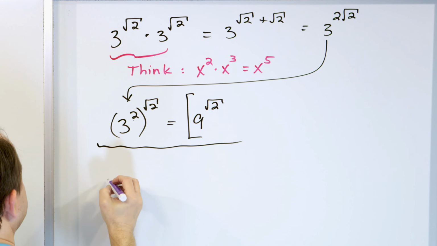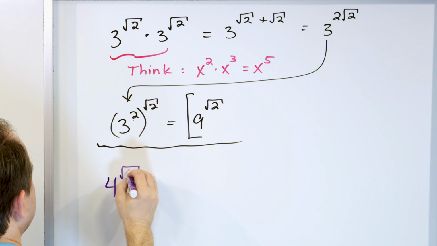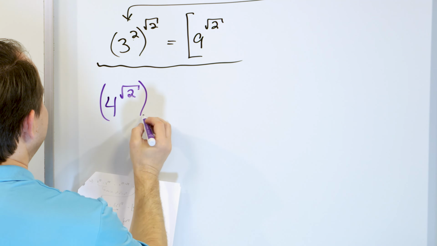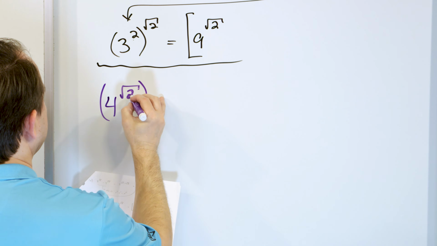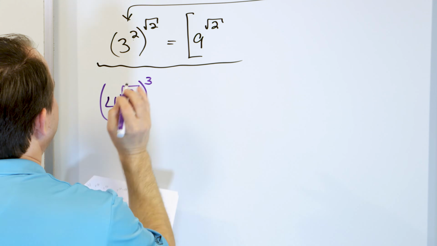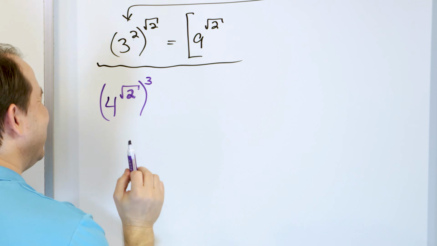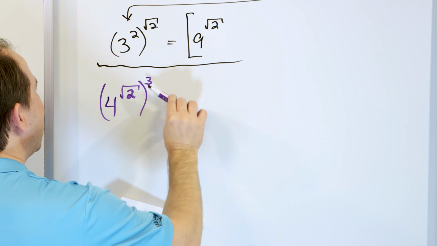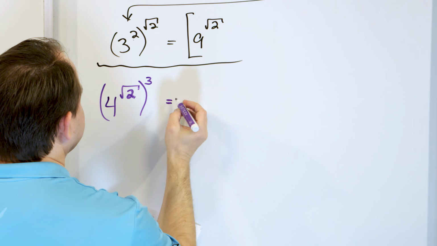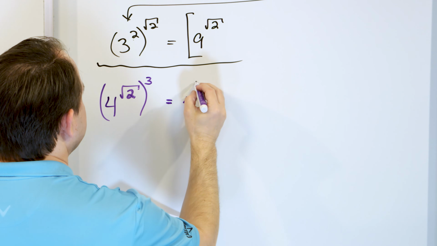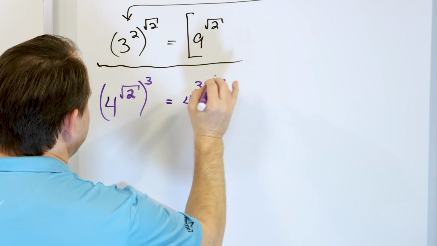All right, what if we have 4 raised to the power of the square root of 2, and then we're going to raise that entire thing to the 3rd power? How do we handle that? Well, it's the same rules of algebra. We have a power raised to a power, so we multiply those together: 4 to the power of 3 times the square root of 2.